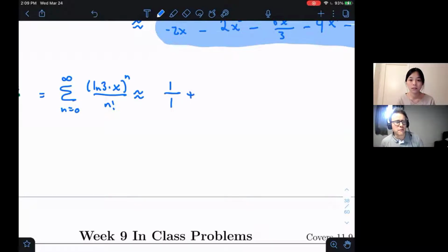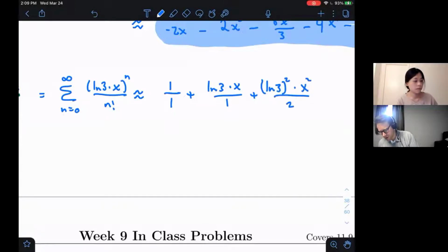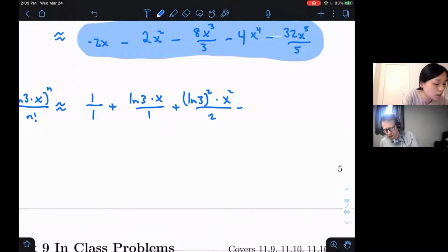Next up, if we go ahead and plug in n equals 1 everywhere, we're going to have the natural log of 3 times x divided by 1. After that, we're going to have the natural log of 3 being squared times x squared divided by 2 factorial. 2 factorial is the same thing as 2. Then we're going to have the natural log of 3 being cubed next to x cubed divided by 3 factorial, which is 6.